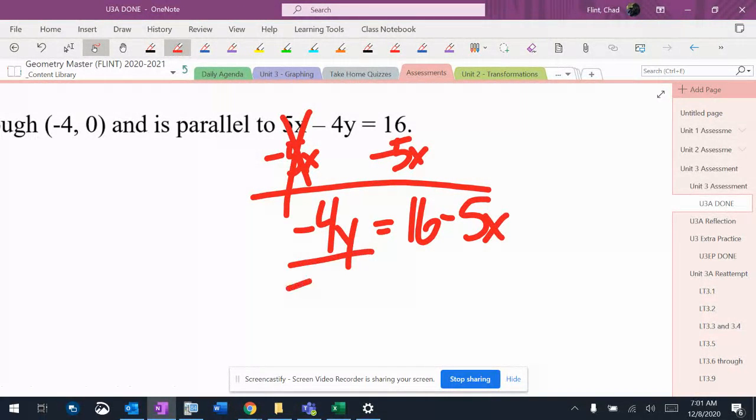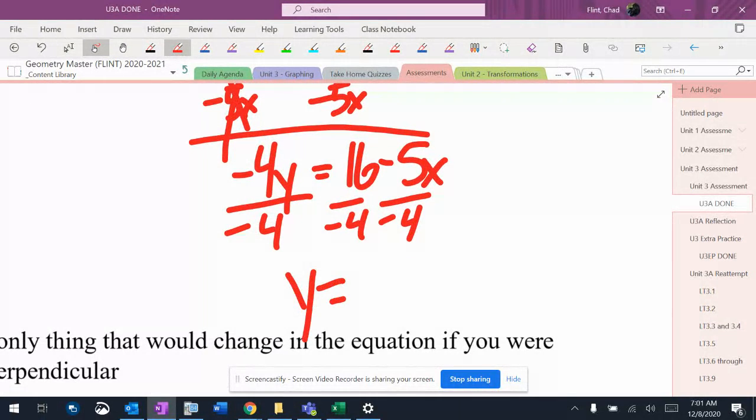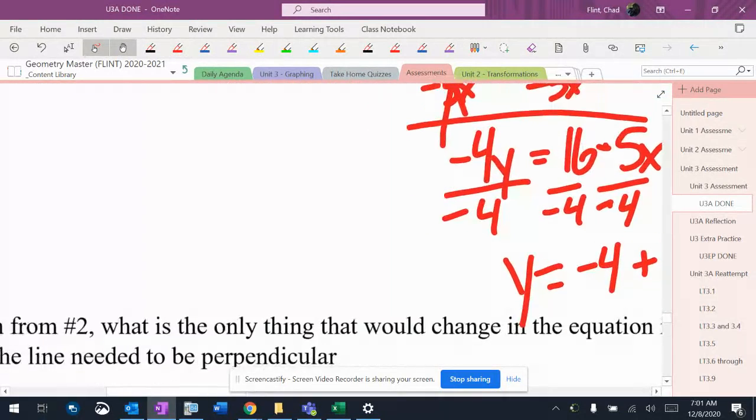Divide by -4, and be extra careful here when you're dividing by this because it's going to mess with some signs. So we're going to end up with y equals, do not use any decimals here. If you put these into the calculator and you get a decimal, don't use it. Negative over negative is definitely going to give me a positive. That's going to absolutely give me a decimal, so I'm just going to leave it as 5/4 x.